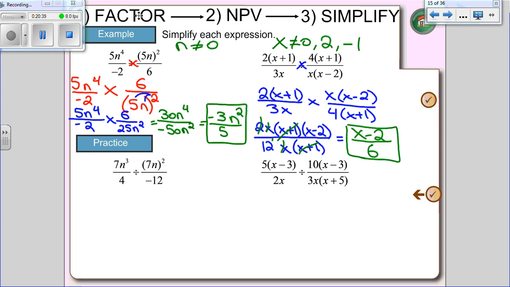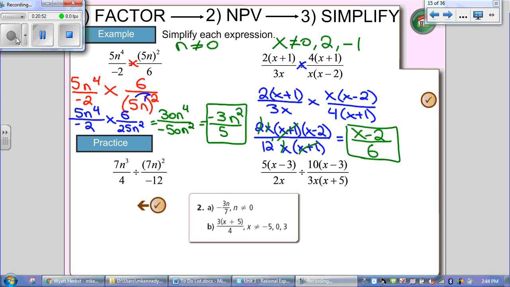Okay, I'm going to write the answers to the next 2 while you practice them on your own and then see if you have the right answer. Been 0 in the first question, and then -5, 0, and 3 on the second question. Make sure, look at your NPVs right now, see if you actually wrote them out.